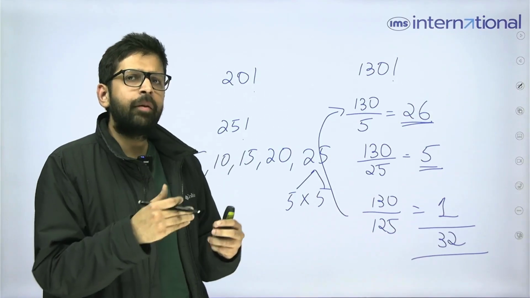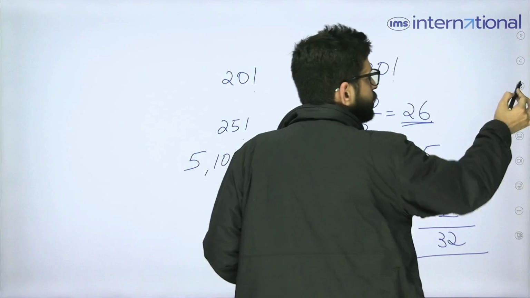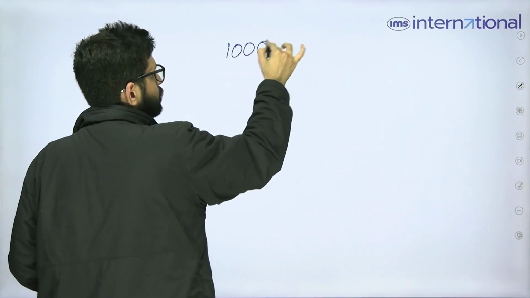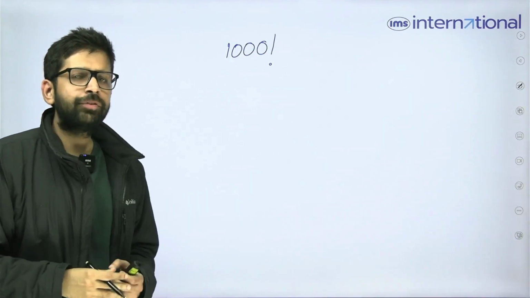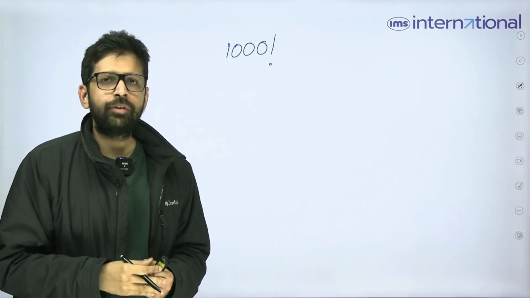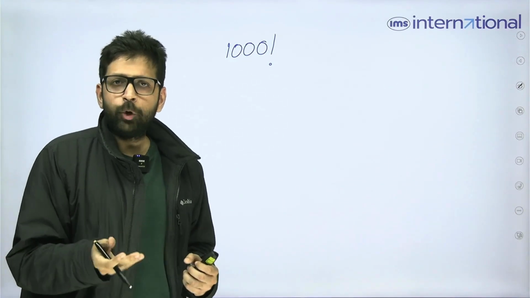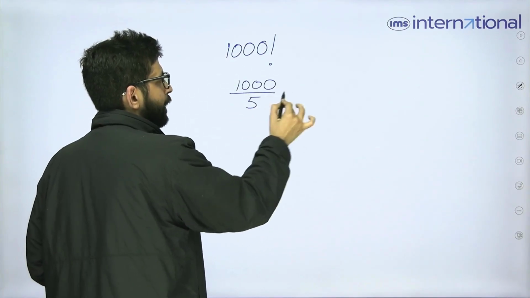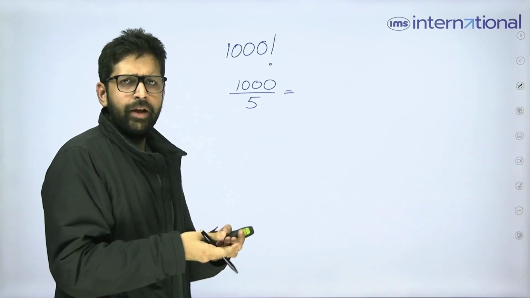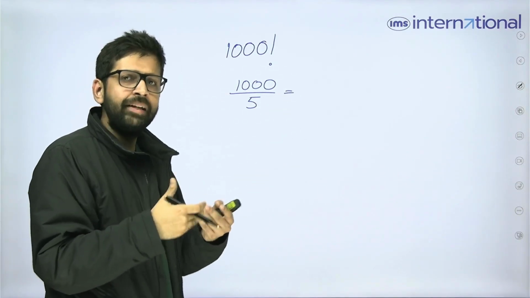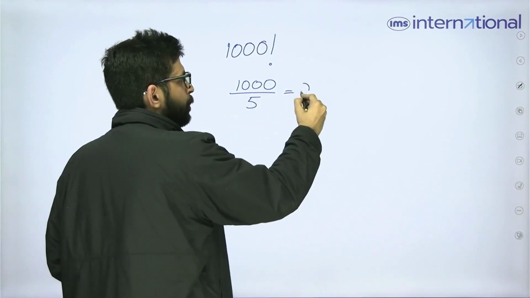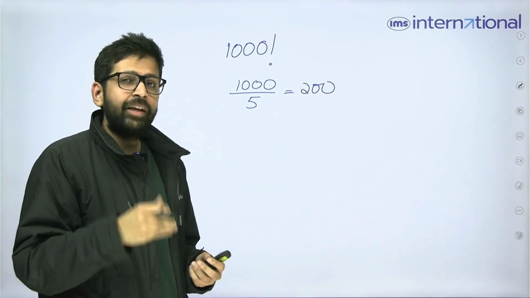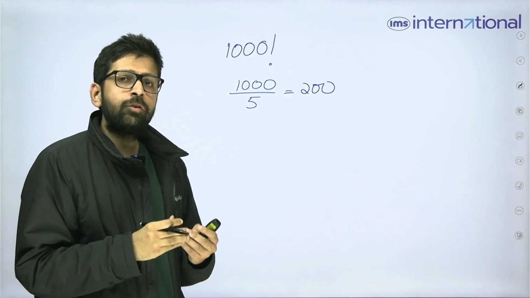Now let's take even a bigger number. What if the question was to count the number of zeros at the end of 1000 factorial? What do I need to do? Firstly, I will calculate the number of 5s, or let me put it in a better way, I will firstly count the number of multiples of 5, and that would be how much? 1000 over 5, that is 200. What would be my next step? Calculate the multiples of 25.